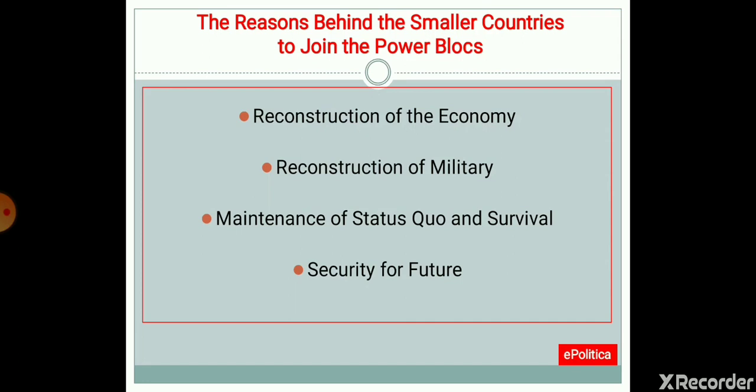For example, here we can talk about the Korean crisis, where North Korea and South Korea were fighting each other, and to fight back, they tended to rely largely on these two superpowers. So that is a classical example of how the smaller countries were using the superpowers to secure their future. So these are the reasons why the smaller countries are joining the power blocks.